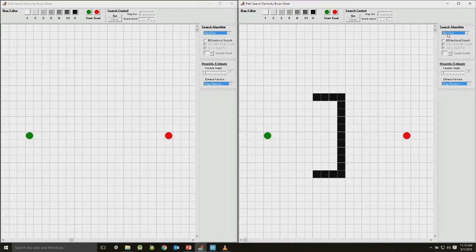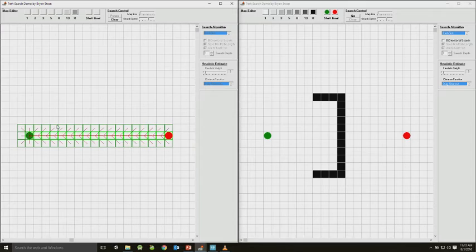And on the left, oh, that's so perfect. We go straight across like we'd expect. Far fewer nodes are searched. We get a really quick solution, much less memory used. The path looks pretty good. We did say we're not going to get an optimal path, but that looks like an optimal path so far. What happens over here on the right, though, when we introduce a wall?